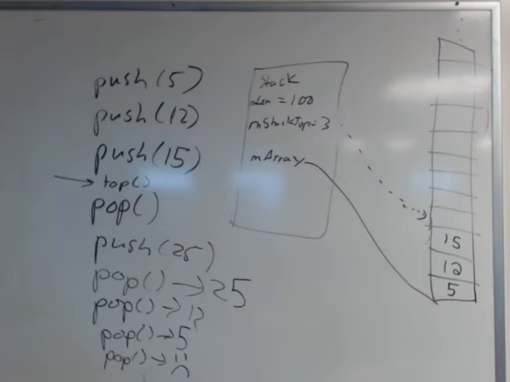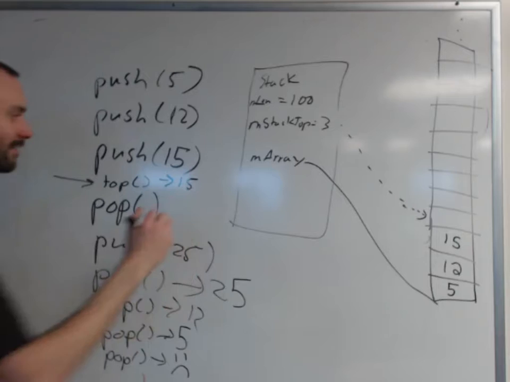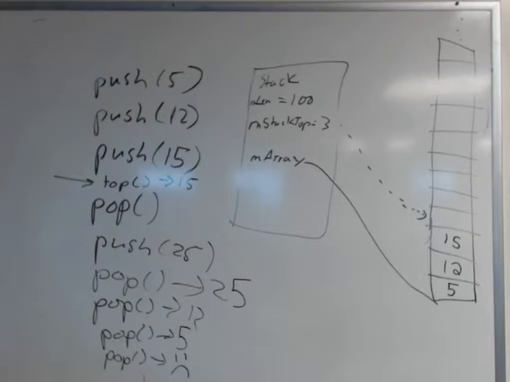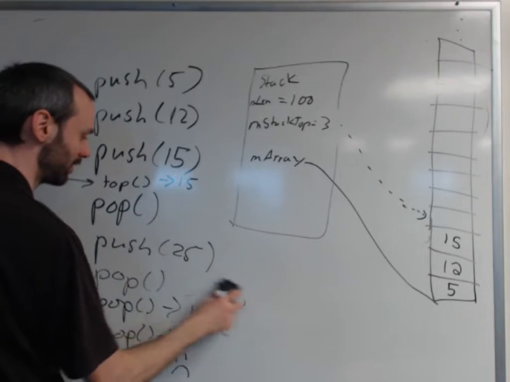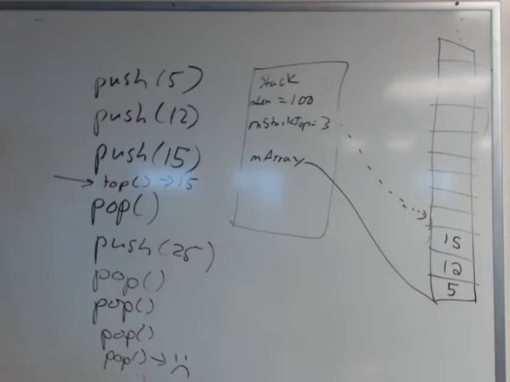All right, so if we top and we have this, what number should we get back? 15. Remember, pop's the function we didn't do on this side originally, which is fine. Okay, so top is 15.